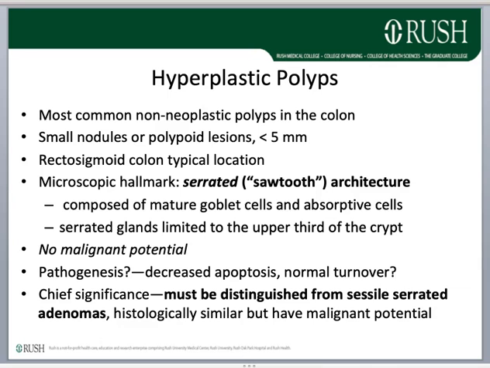The pathogenesis of hyperplastic polyps is incompletely understood, but they're thought to result from decreased epithelial cell turnover and delayed shedding of surface epithelial cells, leading to a piling up of goblet cells and absorptive cells producing the polyp. It's now appreciated that these lesions are without malignant potential. Their chief significance is that they must be distinguished from sessile serrated adenomas that are histologically similar but have malignant potential.